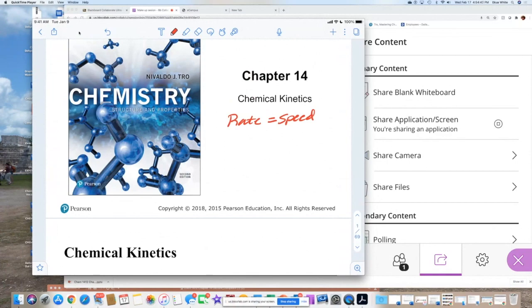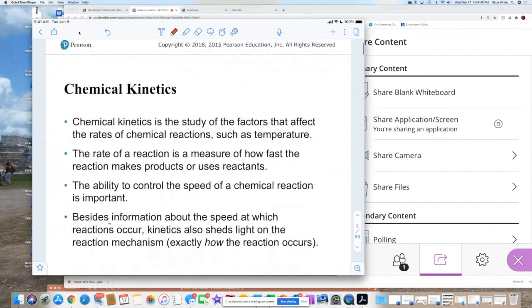Kinetics talks about the rate, and the rate is another term for the speed of the reaction. It's important in chemistry for us to know what chemical kinetics is. We're told here it's the study of the factors that affect the rate of chemical reactions, such as temperature. Temperature is one of the many factors that influences the rate of the reaction. We're told the rate of the reaction is a measure of how fast a reaction makes products or uses reactants.